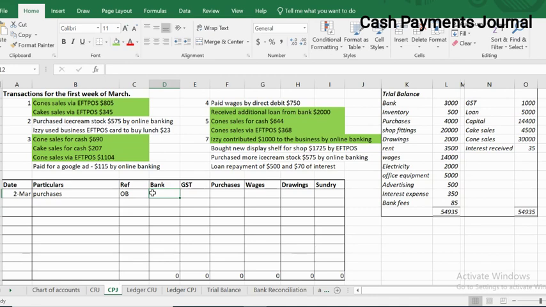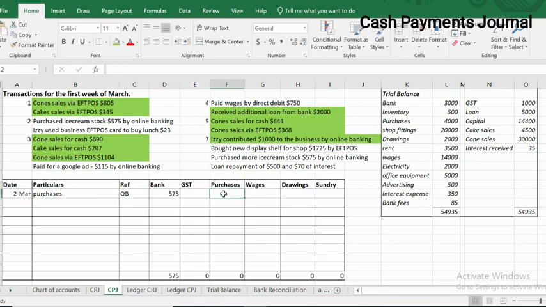The amount in the bank, 575. And there's a purchases column as well. So once again, if it's got its own column, it should be the same in particulars. So it's another reason we're not writing inventory there and putting it under purchases. If there's a purchases column, we call it purchases in the particulars.